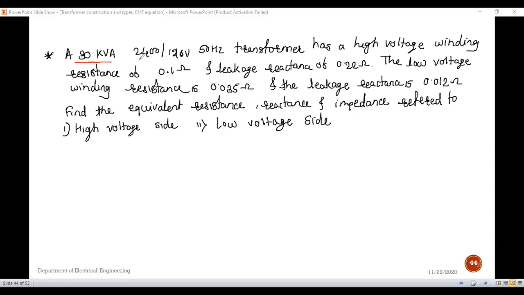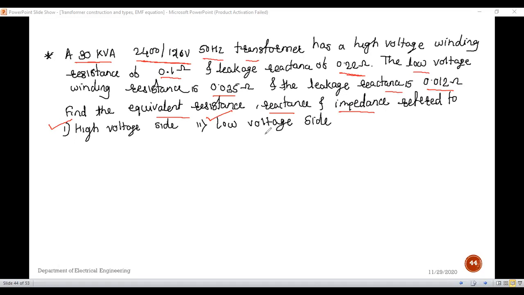30 kVA चा ट्रान्सफॉर्मर आहे, having a 2400 by 120 volt ratio, 50 hertz transformer has a high voltage winding resistance. High voltage winding चा resistance दिलेला आहे 0.1 ohm. Leakage reactance is 0.22 ohm. On low voltage side, winding resistance is 0.035 ohm, and the leakage reactance is 0.012 ohm. Find the equivalent resistance, equivalent reactance, equivalent impedance referred to. First one referred to this side, second one referred to this side. म्हणजे referred to high voltage side, referred to low voltage side.